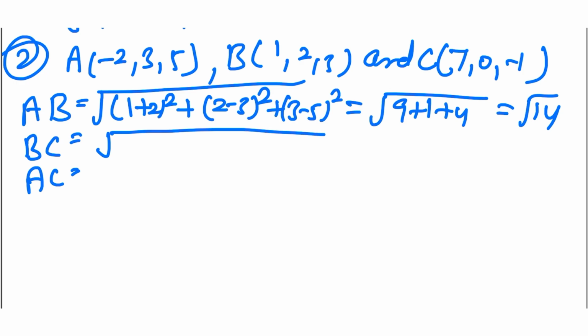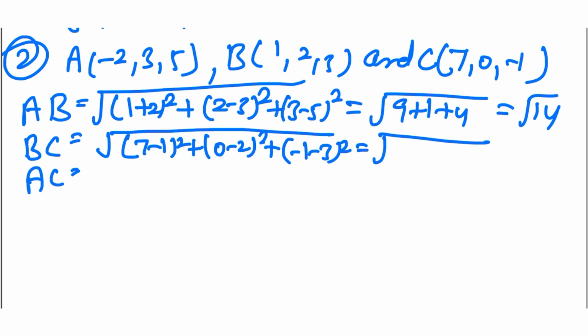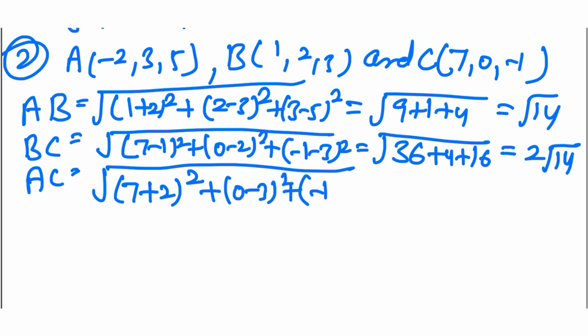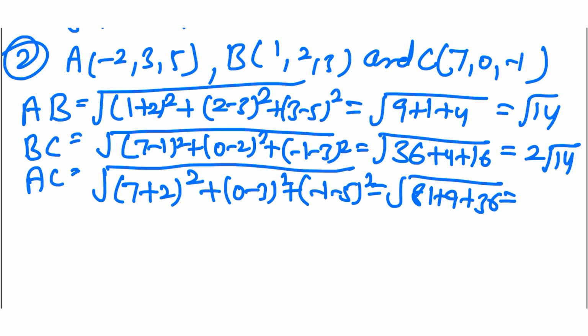Next is BC. So it is (7 minus 1) square plus (0 minus 2) square plus (minus 1 minus 3) square. So we got 6 square, 36, plus 4 plus 16. So it is root 56, or we can say 2 root 14. Now the AC distance is 7 minus of minus 2. So (7 plus 2) square plus (0 minus 3) square plus (minus 1 minus 5) whole square. So it is equal to 81 plus 9 plus 36, which is root 126, or we can say 3 root 14.